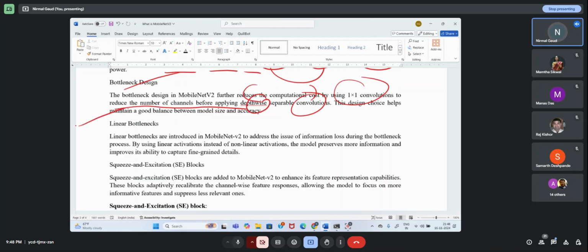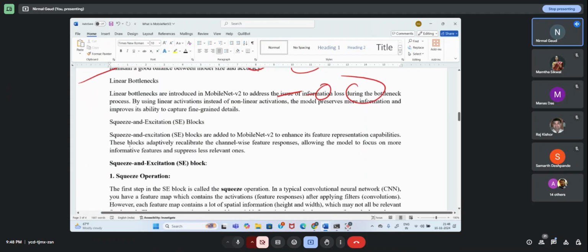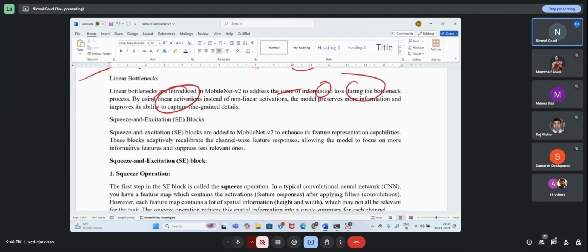Linear bottleneck is introduced to address the issue of information loss. It uses linear activation function instead of non-linear. In so far we were using ReLU. ReLU is a non-linear activation function, but here it is saying that you have to use linear activation. What is linear activation? X, or I can say linear. This is linear activation function.